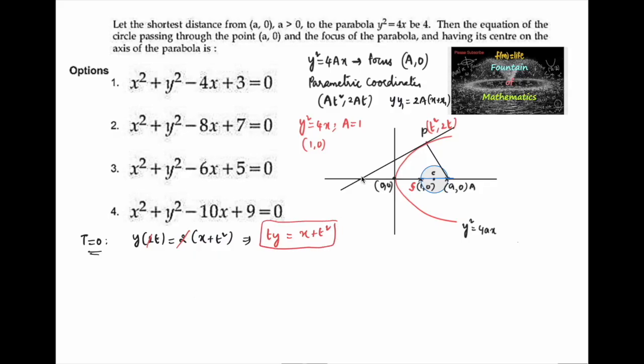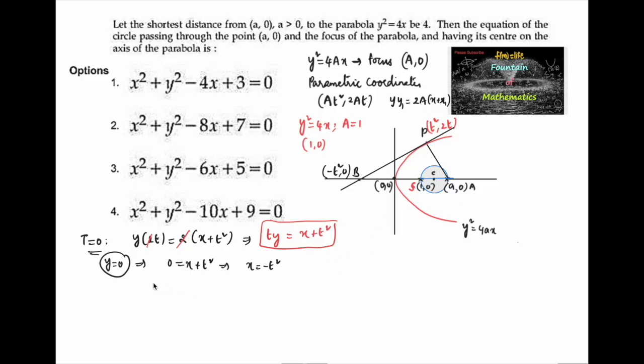This tangent cuts the x-axis at a point where y is equal to 0. So put y is equal to 0 in the tangent equation to get the value of x coordinate. So we get 0 is equal to x plus t square. So x is equal to negative t square. So we got this point, say B, minus t square comma 0.